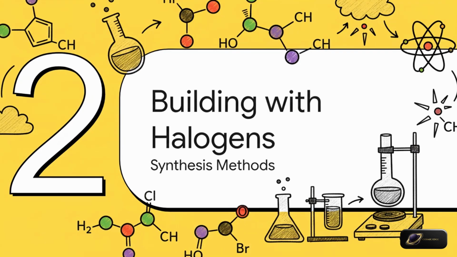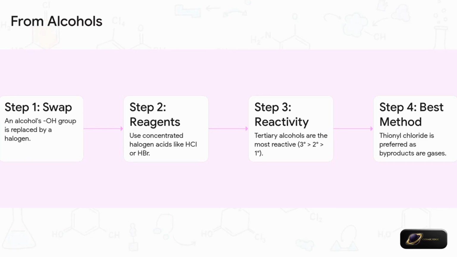Okay, so we know how to sort them, but how do chemists actually make these things in a lab? Let's check out some of the most important ways they're put together. The go-to starting material is usually an alcohol, mainly because they're so easy to get. The whole idea is to just swap the alcohol's hydroxyl, the OH group, for a halogen. And it turns out the more complex tertiary alcohols react the fastest.